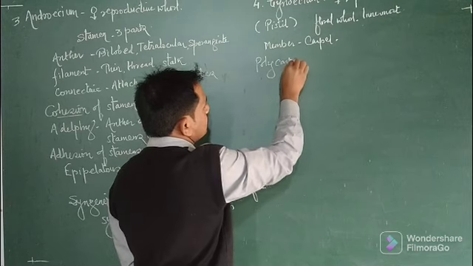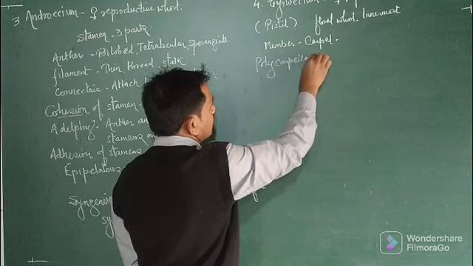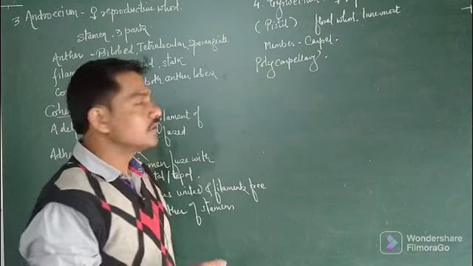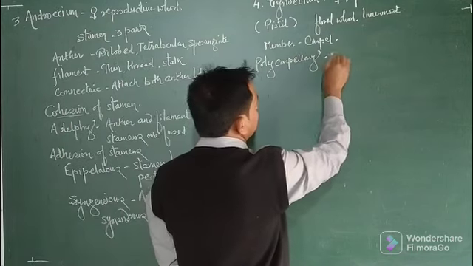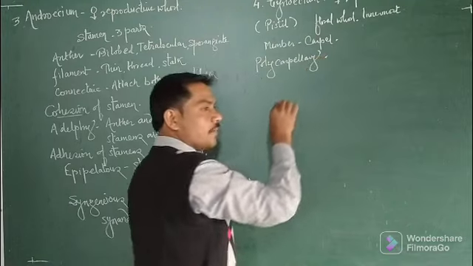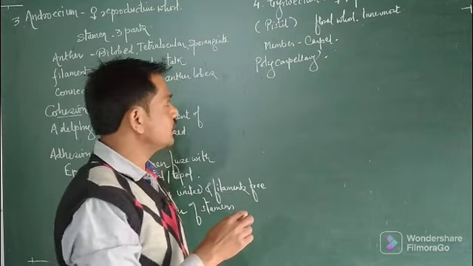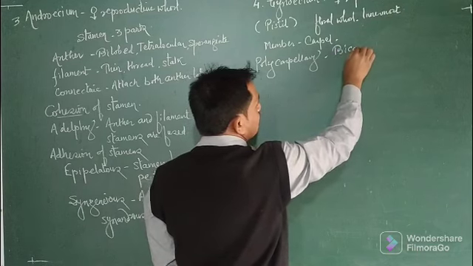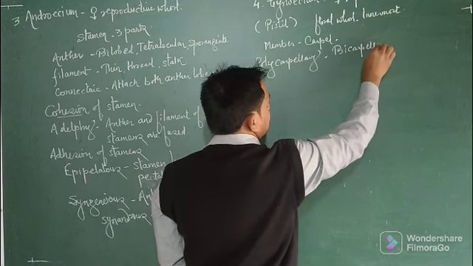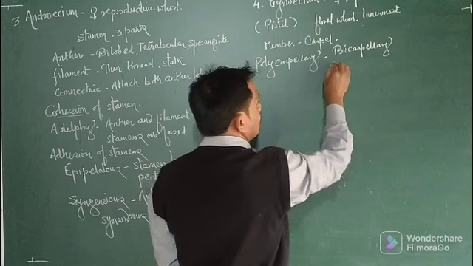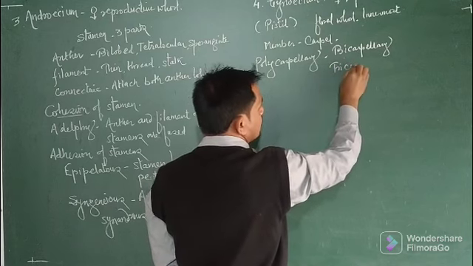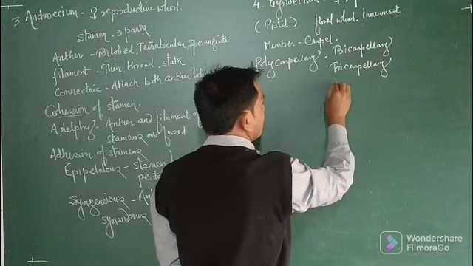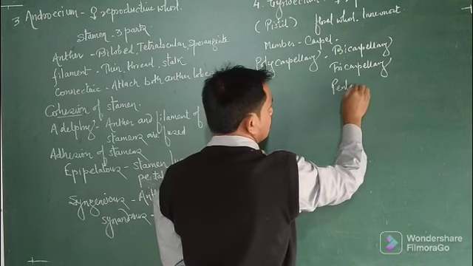Polycarpellary gynoecium is a gynoecium which has more than one carpel. Here there are different types on the basis of the number of carpels in the gynoecium. If two carpels are there, this condition is called the bicarpellary condition. Tricarpellary and pentacarpellary.